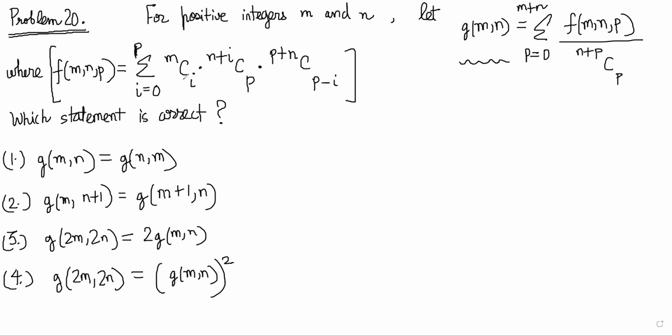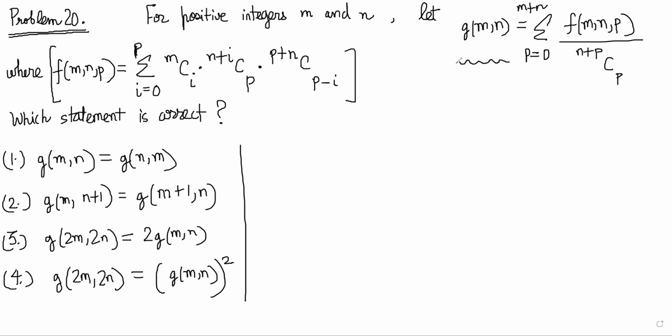It's a summation of three combinatorial terms, right? So it is I goes from 0 to p, mCi multiplied by n plus I C p multiplied by p plus n C p minus I, right? So finally, we have to basically figure out what is g of m of n, and we have to answer these four statements, which ones are correct, right?